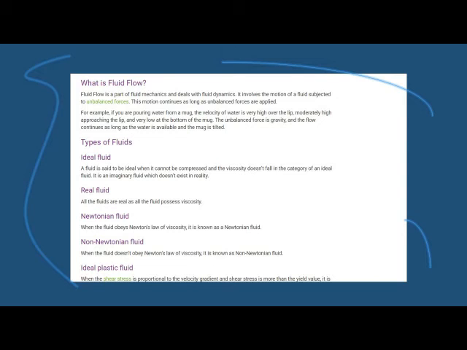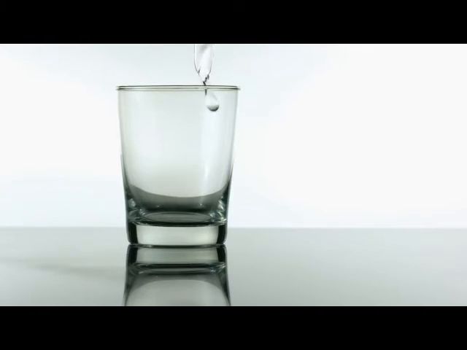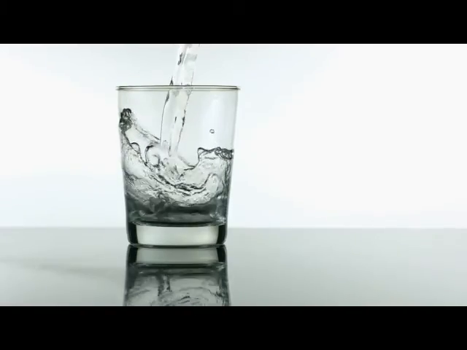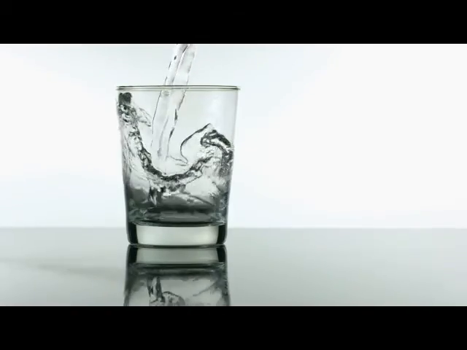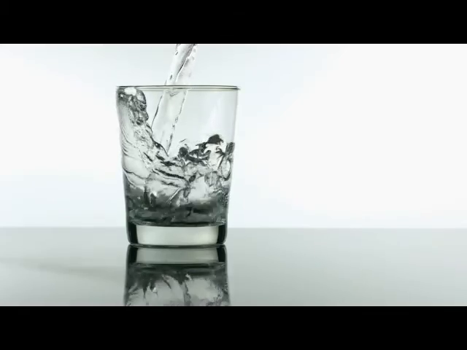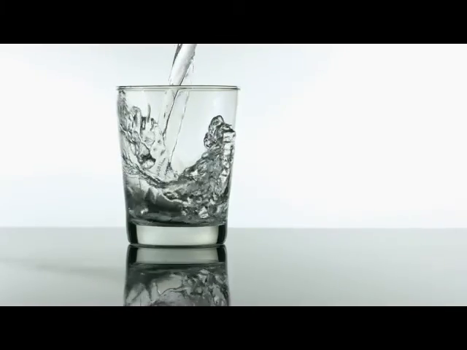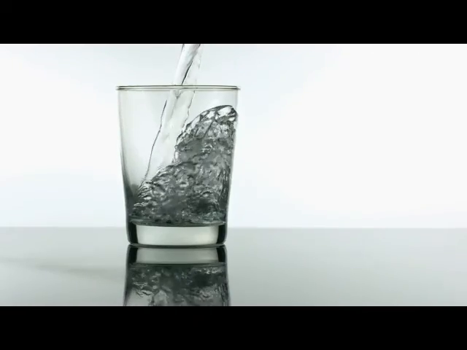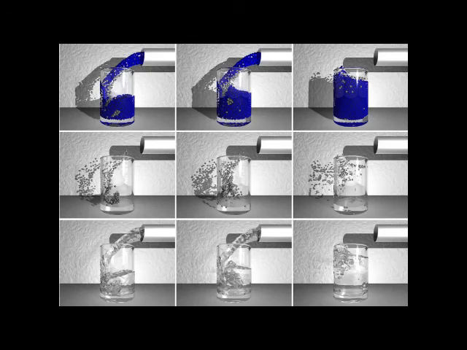For example, in the application in life and use, if you are pouring water from a mug, the velocity of water is very high over the lip, moderately high approaching the lip, and very low at the bottom of the mug. The unbalanced force is gravity, and the flow continues as long as the water is available and the mug is tilted.